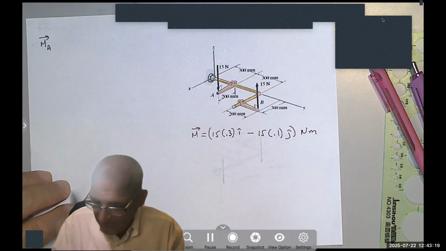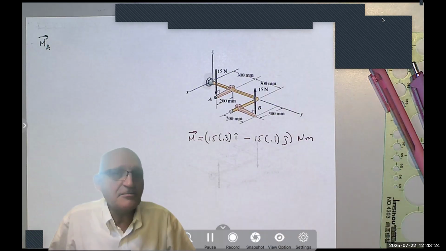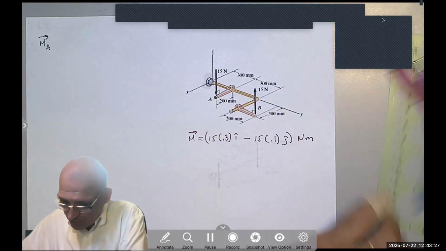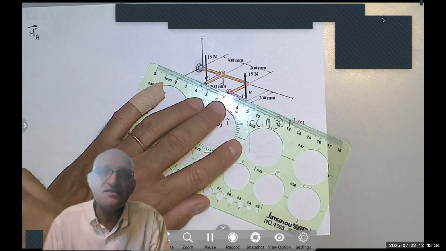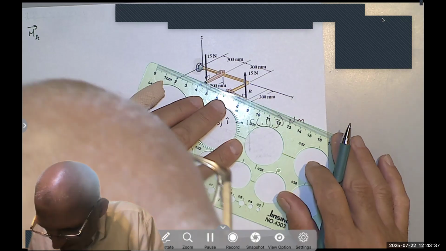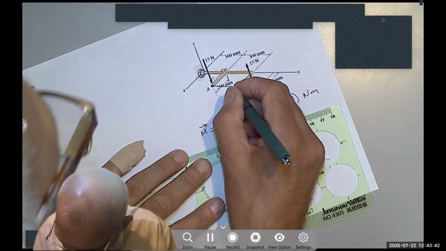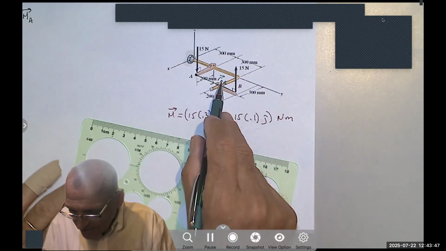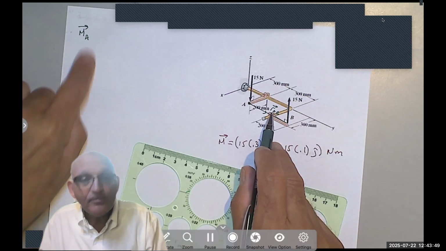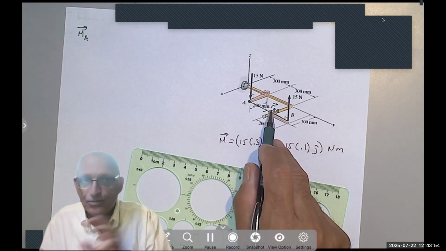Here is the moment. I don't care about this force because it's passing through A. I'm going to draw a vector going from where I'm taking the moment. Notice, please, this is a very common mistake. My position vector would be RAB, not RBA. RAB. The first letter has to match this letter. If you keep noticing that, you will never go wrong.